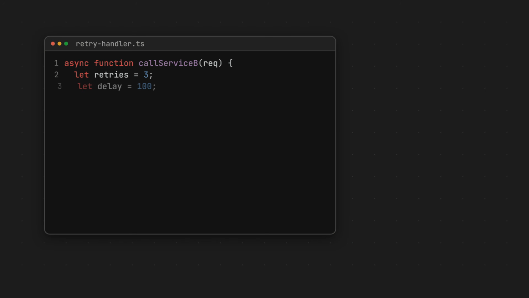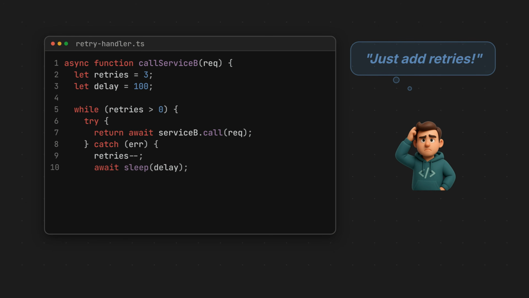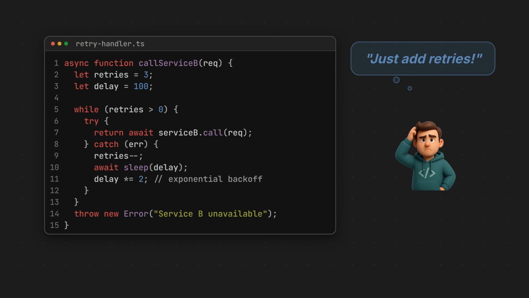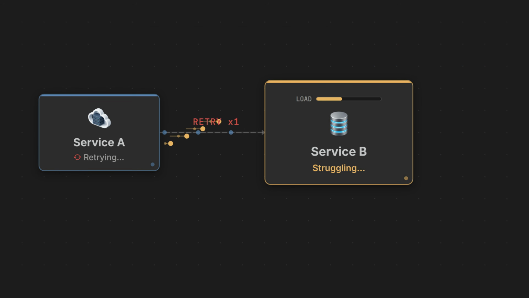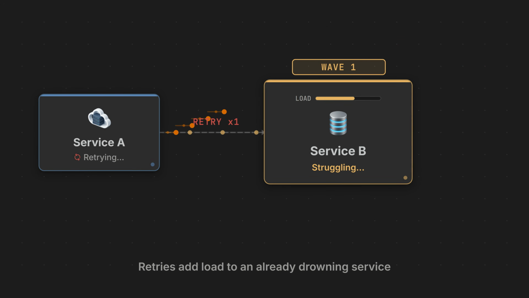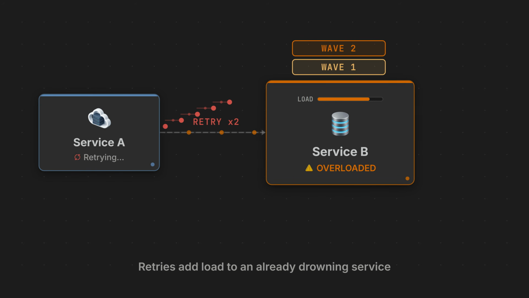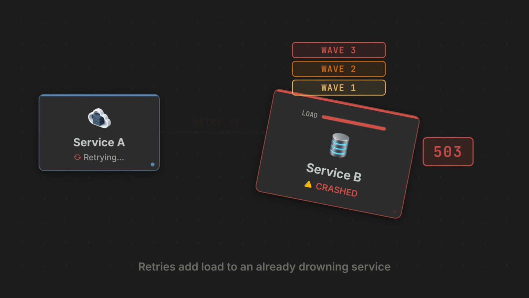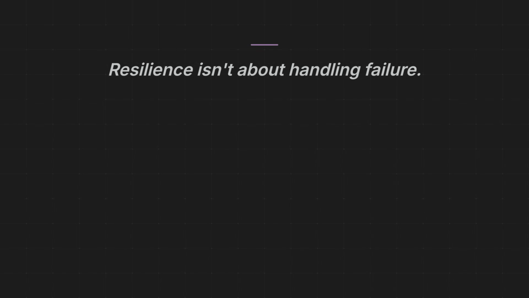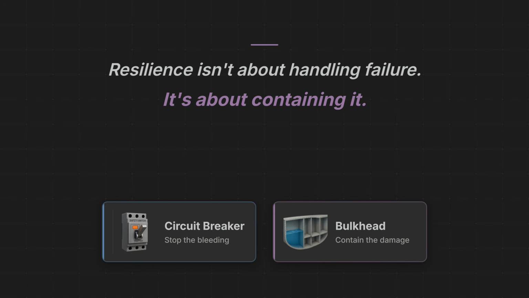Developers reach for retries first. Service B is struggling, send the request again, and again. With exponential backoff, of course, we're civilized. But retrying a struggling service is adding load to something already drowning. You're not helping it recover, you're accelerating its collapse. Resilience in distributed systems isn't about error handling or retries. It's about failure containment, deciding where failures stop spreading and how much of your system they're allowed to consume.